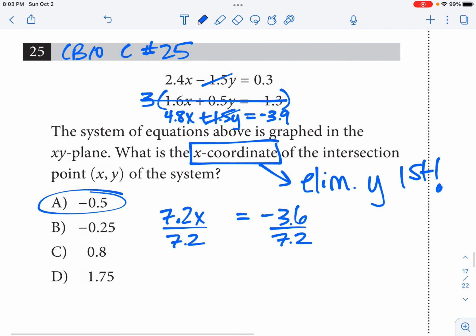Don't be afraid of the decimals, though. You guys have a calculator. You can use it on this question, okay? Final answer is A.